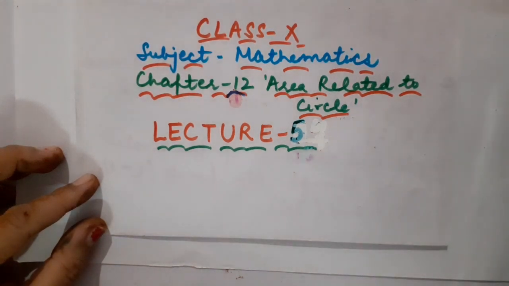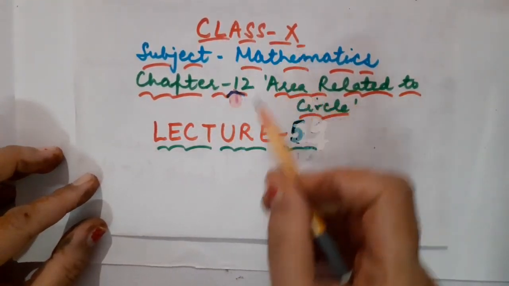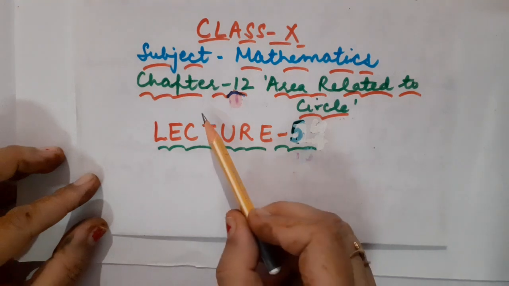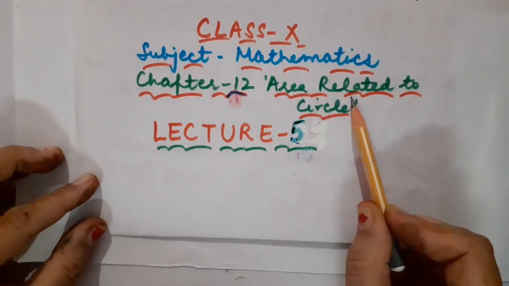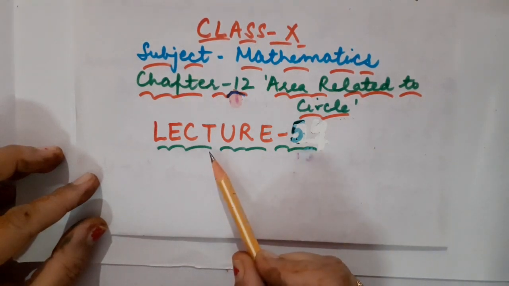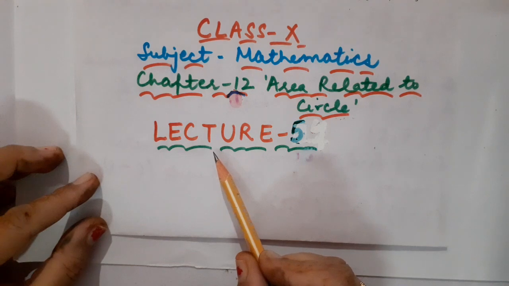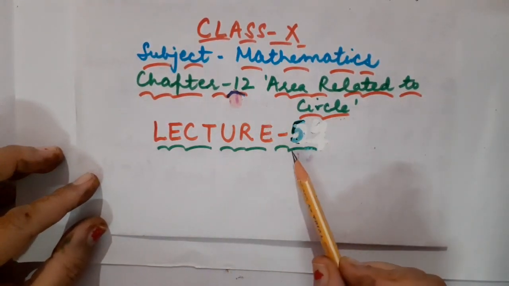So, children, let us start today's mathematics class of grade 10th. Children, as you know, we are going to proceed with chapter number 12, area related to circles. So, today I am going to continue with the content of chapter number 12, area related to circles, in my lecture number 5.